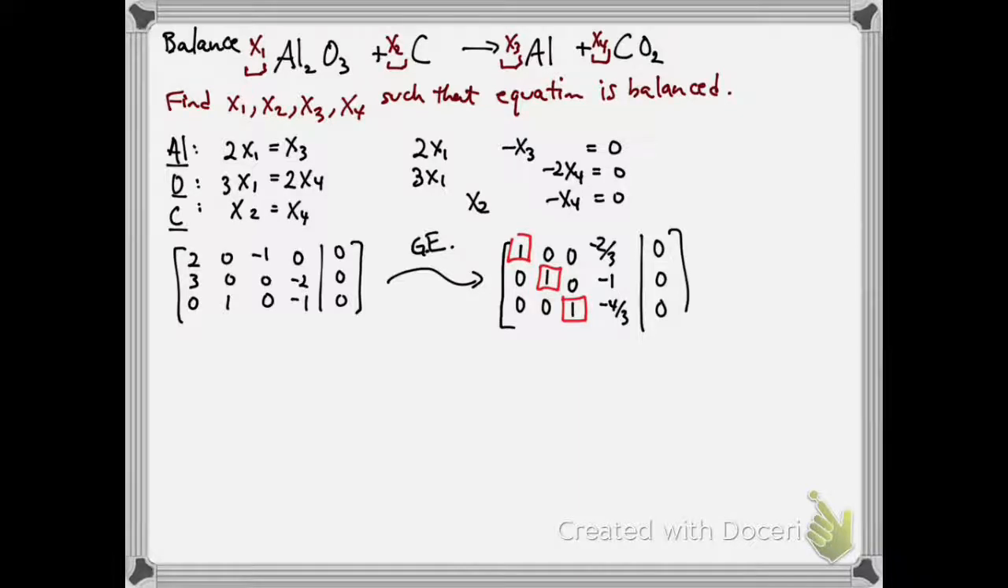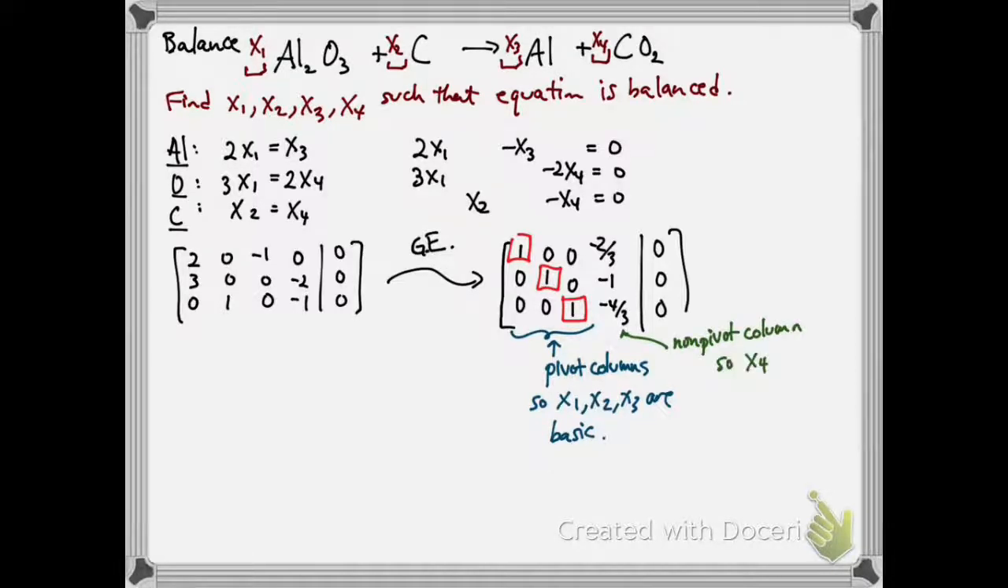I like to put squares around my pivots so that it makes it clear what everything is. And so the first 3 columns are pivot columns, and that tells us x1, x2, and x3 are basic variables. The fourth column is a non-pivot column, and so that tells us that x4 is a free variable. So we can write out the solution. x4 is some scalar t, it's free. x3 is 4/3 t, x2 is t, and x1 is 2/3 t.